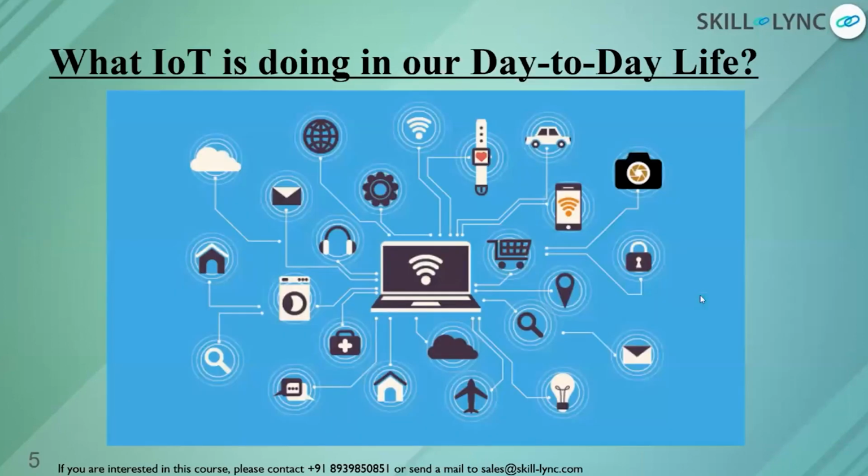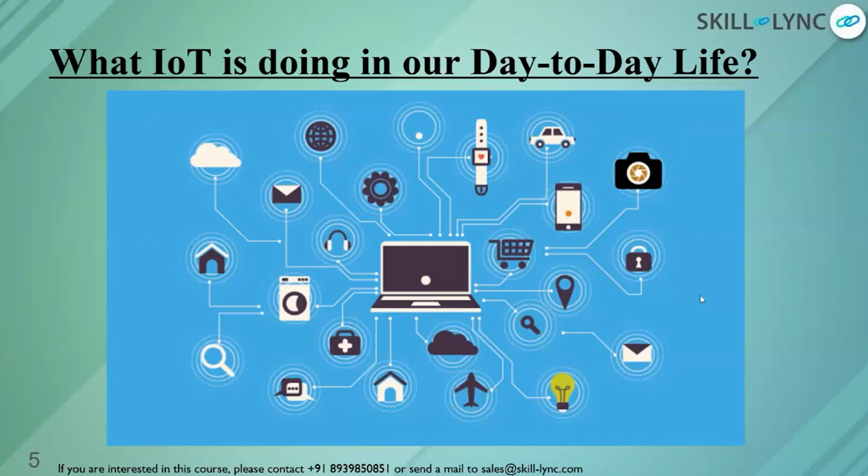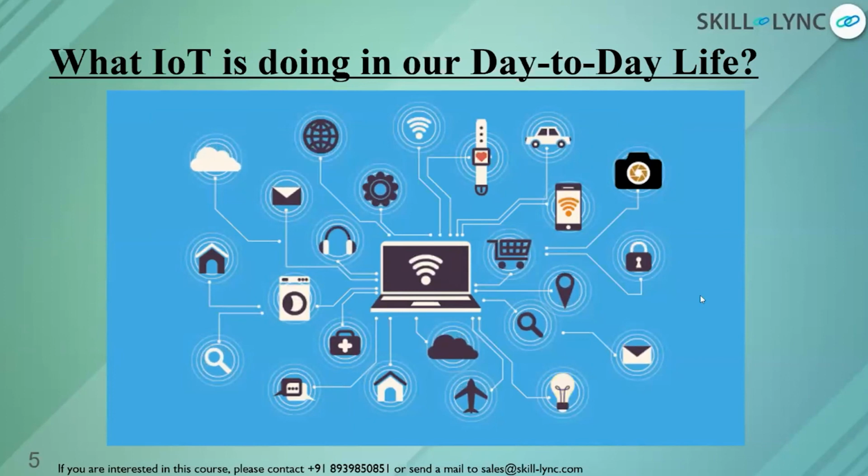So what is IoT doing in our day-to-day life? To be very straightforward, IoT is bringing automation into our day-to-day life. I told you it is just interconnected. After things are connected, what is the purpose and what will they do? They exchange information, and that information has to be stored somewhere. As of now, the popular concept is that they store information in a remote location, which could be a server, a computer or a cloud.